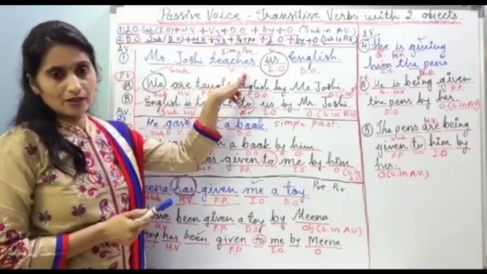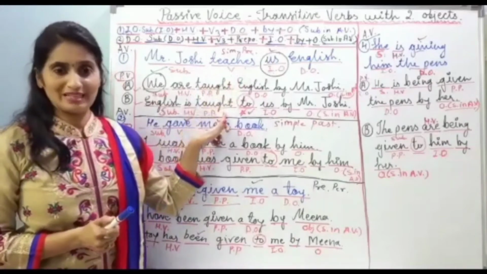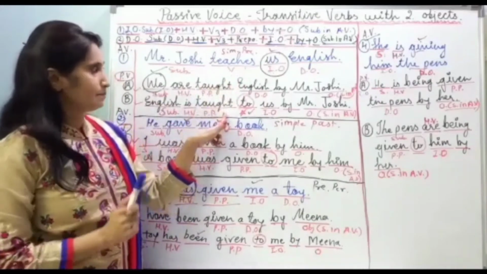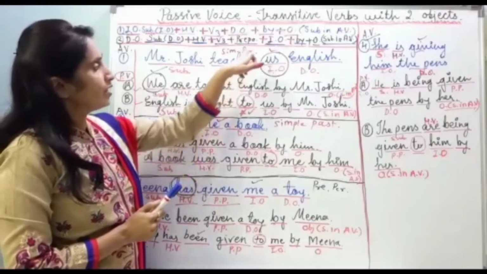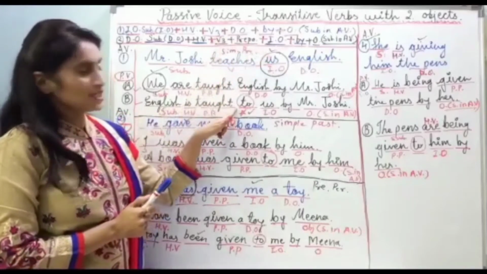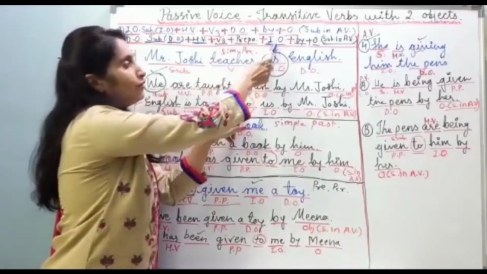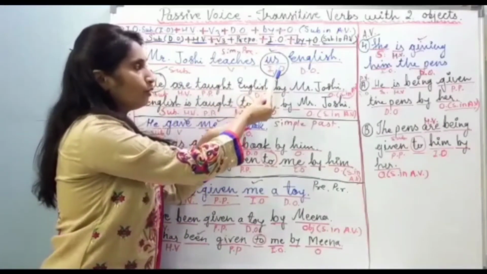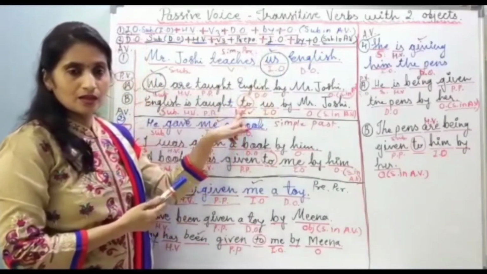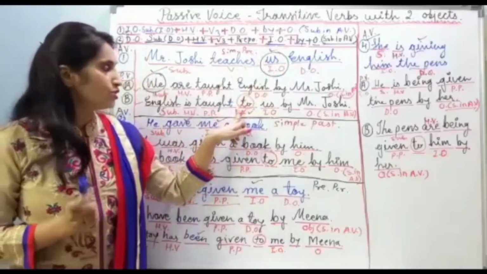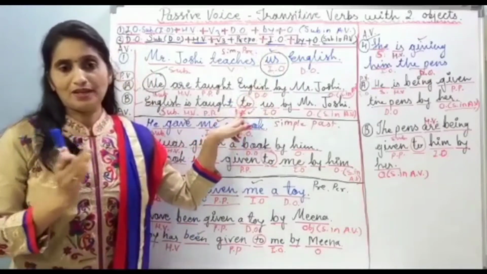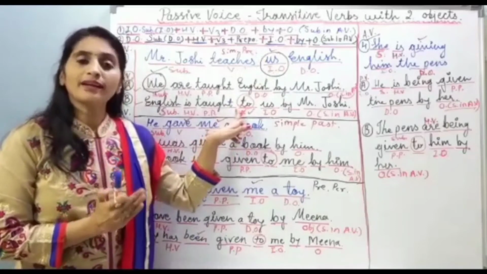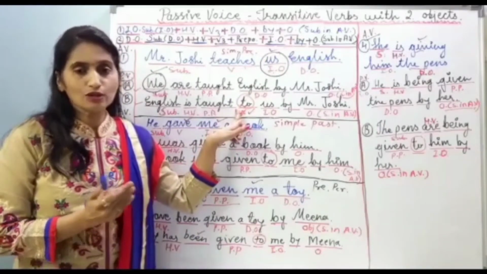Teach is the main verb and taught is the past participle. Then what? Preposition. Which preposition should be used here before the indirect object? In this sentence, the indirect object is us. Now we have to make use of an appropriate preposition before the indirect object. So what should it be?